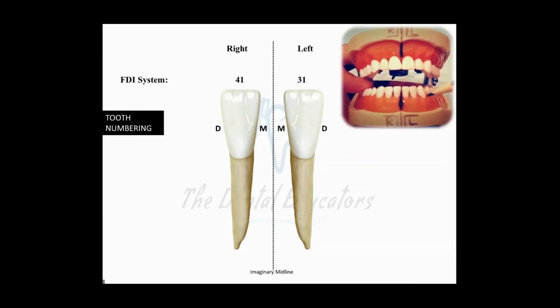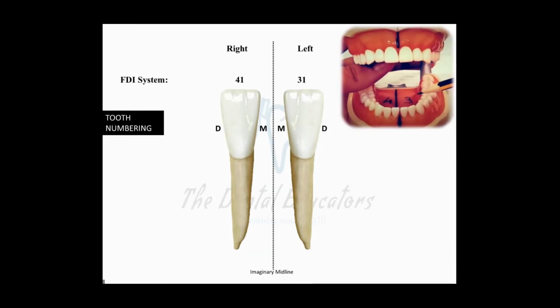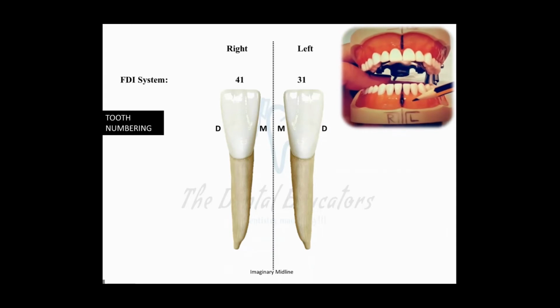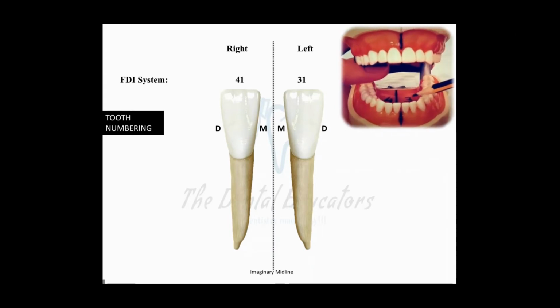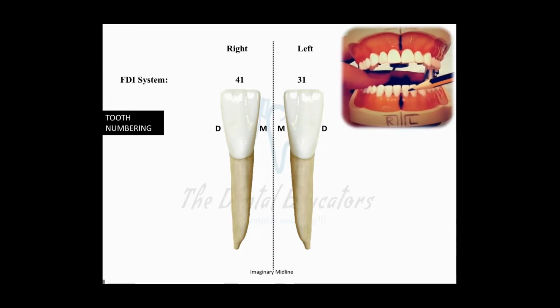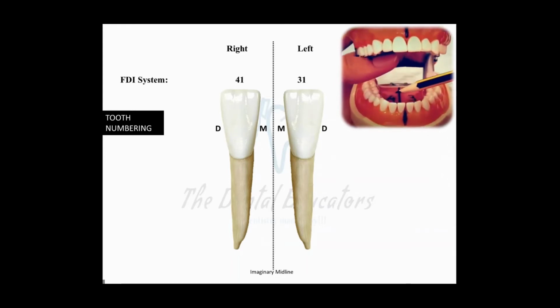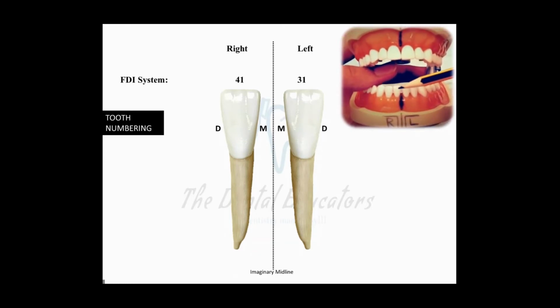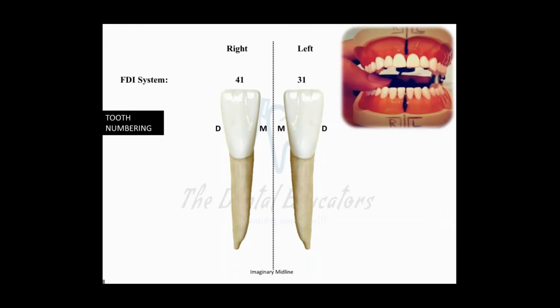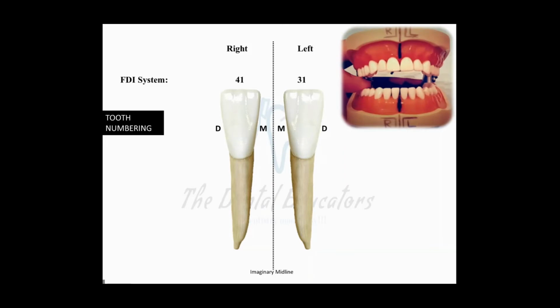So starting with the first one, which is the lower left quadrant, you can easily identify that for the lower left quadrant we will write quadrant number 3, and then the mandibular central incisor on the left hand side is the first tooth. Now for the lower right quadrant, it is quadrant number 4, so we will write quadrant number 4 for the lower right hand side. Then the mandibular central incisor is the first tooth from the midline, so we will write it as 4 1.